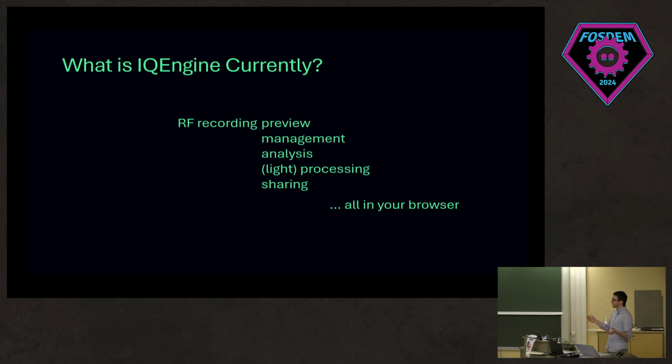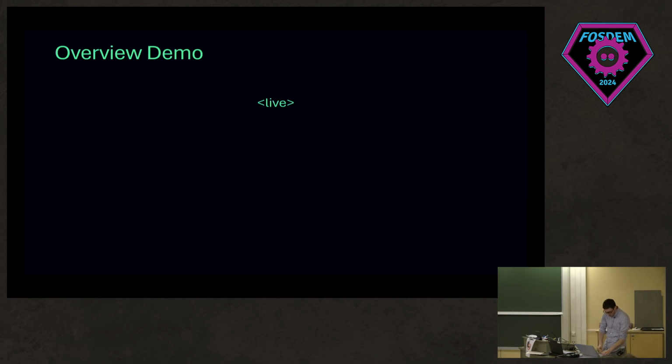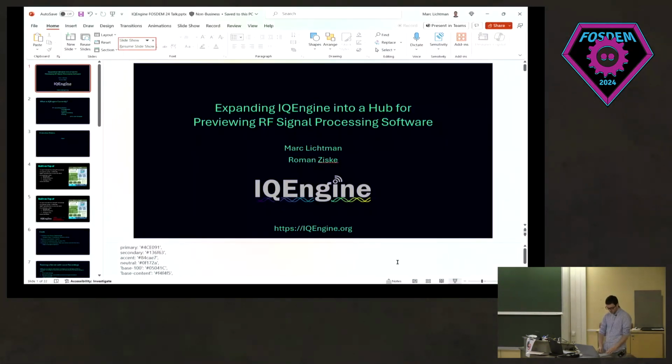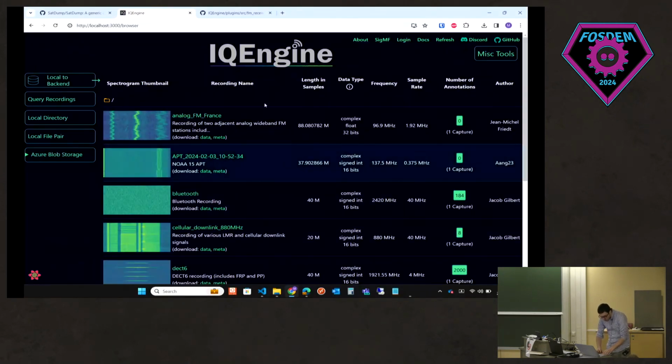So IQEngine, currently, it's a web app that is all about RF recordings. It lets you preview recordings, manage them, analyze them, some light processing, and then most importantly is sharing, and all in your browser, so entirely web-based. And I'll show a quick little demo of what the current tool looks like.